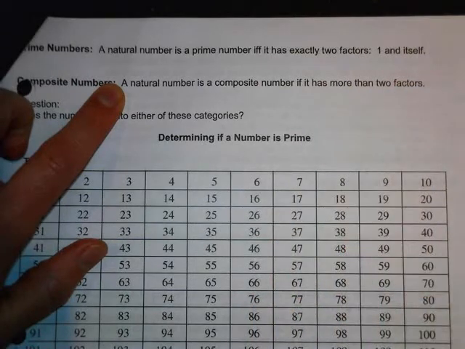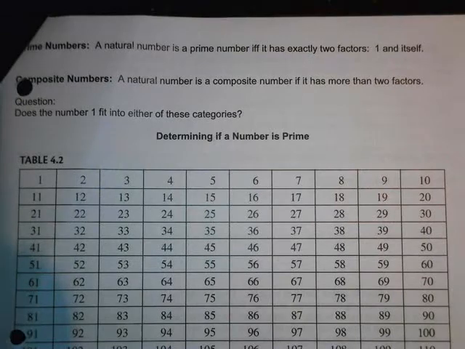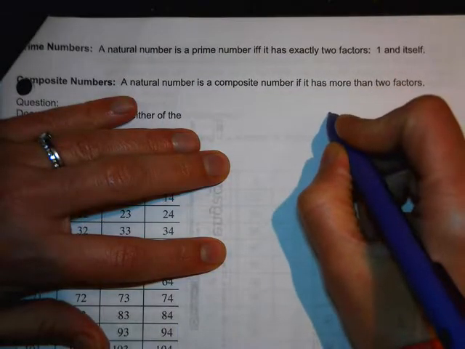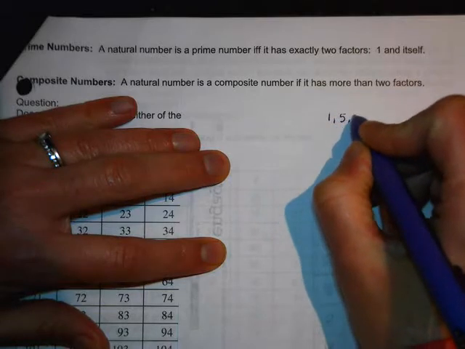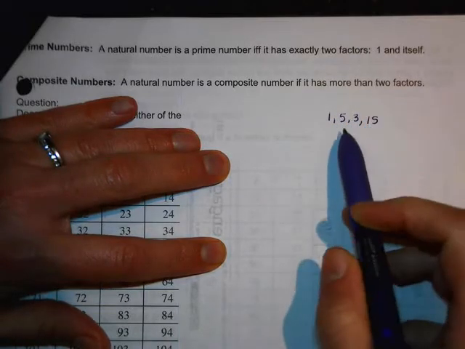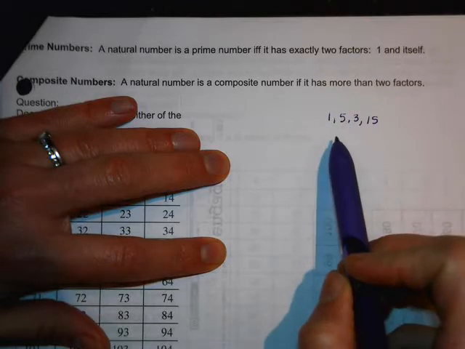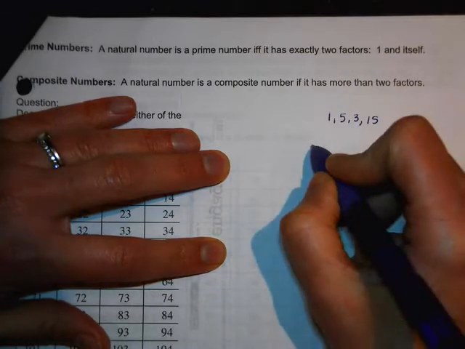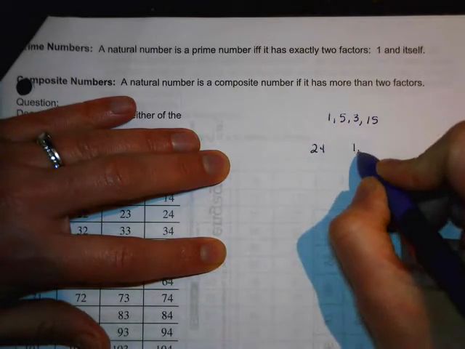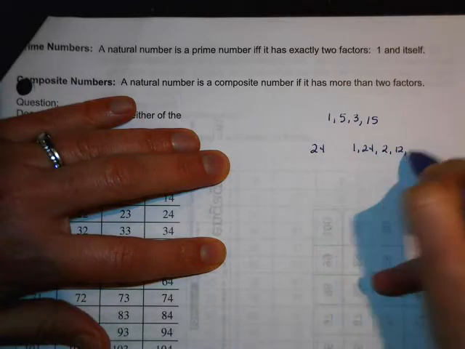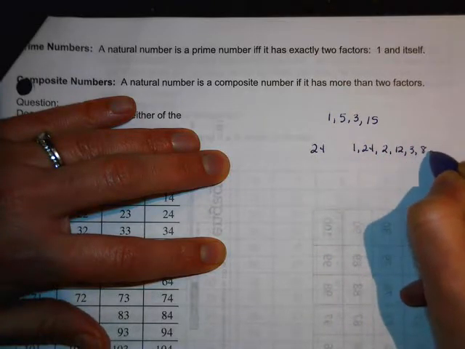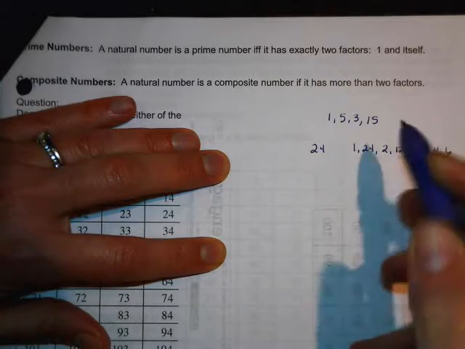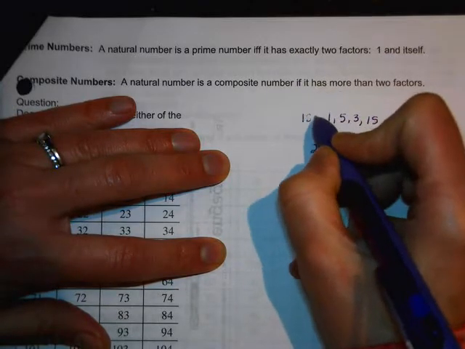So if I said, for example, can you give me all of the factors of 15? You would say, okay, well, 1 and 5, 3 and 15. I can multiply 5 times 3 is 15, 1 times 15 is 15. Or if I said, can you list all of the factors of 24? You could say 1 and 24, 2 and 12, 3 and 8, 4 and 6. So these are numbers that have obviously more than two factors.